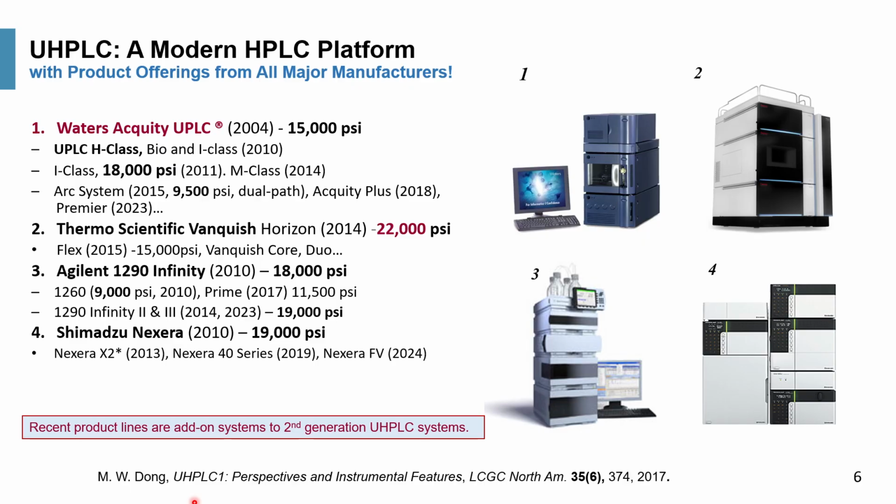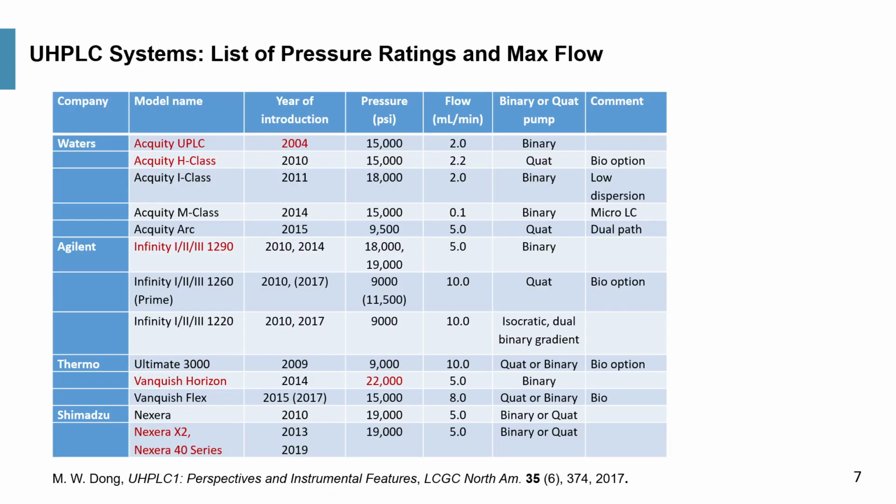Some of the more detail can be found in this white paper published in 2017. First paper of the series is UHPLC 1, Perspective, Instrumental Features in LCGC magazine. This table is a list of pressure rating and the maximum flow rate of the four major manufacturers for UHPLC. Most of them also make a biocompatible or bioinert version made from either alloy, titanium, or PEEK.